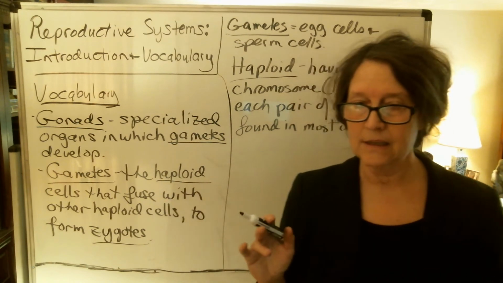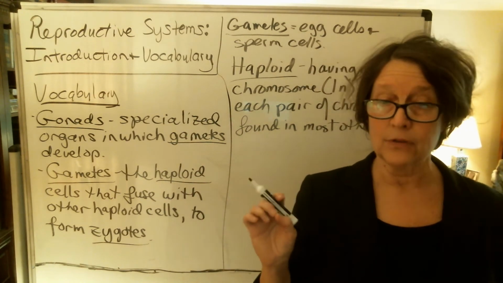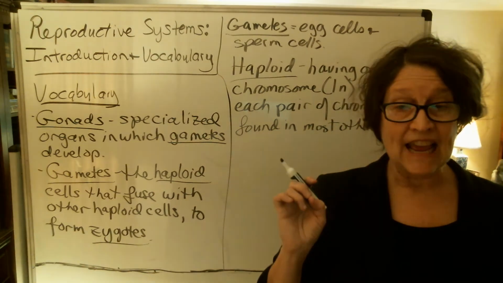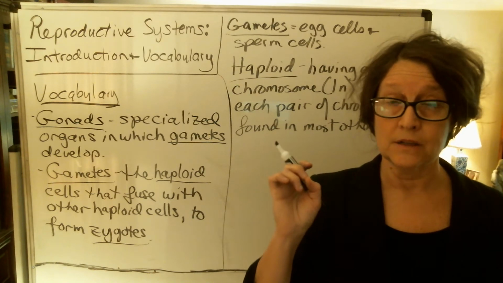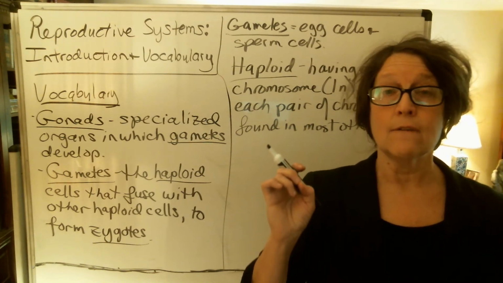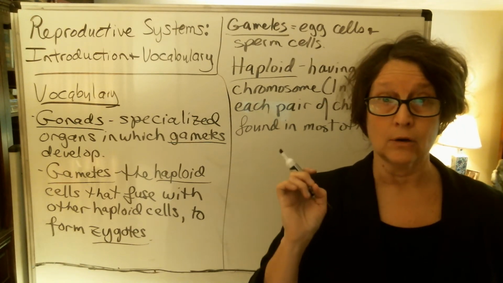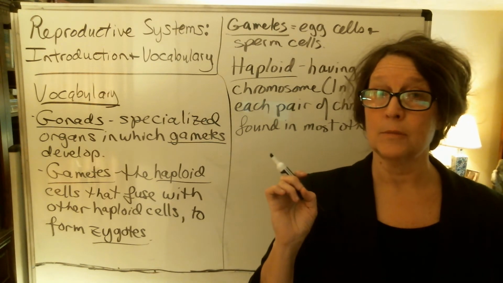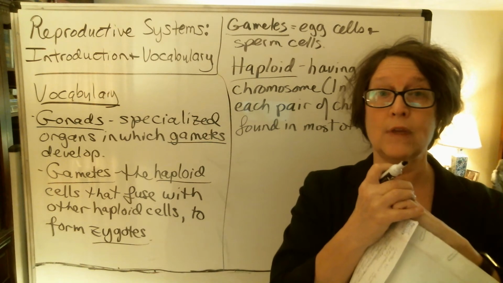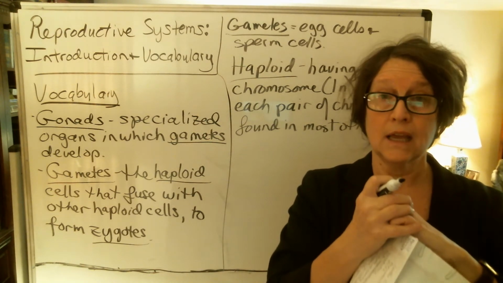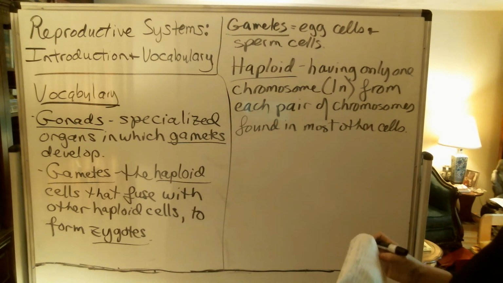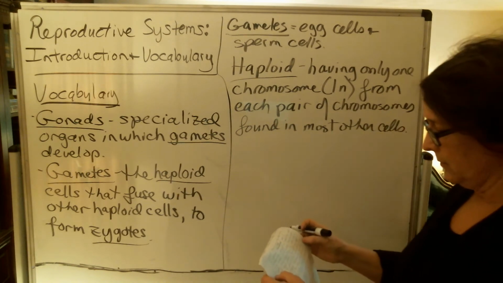What I'm getting at here is that your sperm cells and your egg cells have half the number of chromosomes that your cells, say, of your skin or your liver do. So in a human being, an egg cell has 23 unpaired chromosomes and a sperm cell has 23 unpaired chromosomes, while a liver cell or a skin cell has 46 chromosomes in 23 pairs. All right, so egg cells, 23 unpaired chromosomes, sperm cells, 23 unpaired chromosomes. Egg cell and sperm cell come together, they fuse, and you then get a new cell with 46 chromosomes in 23 pairs. So as I said, haploid, that's what your sperm cells and your egg cells are, having only one chromosome from each pair of chromosomes that you would see in most other cells.